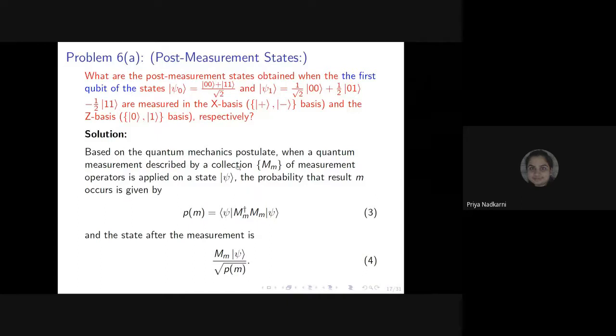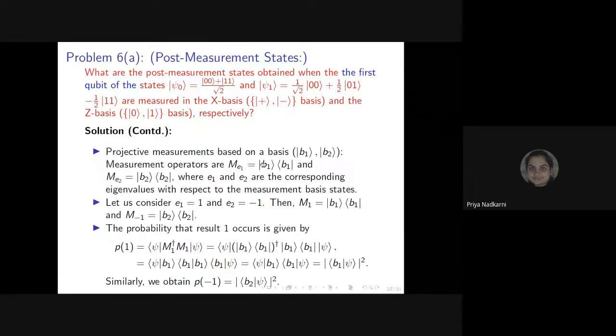So here it basically says that if we are using a collection of measurement operators M_m, then the probability that the result m occurs is given by p(m) equals <psi| M_m dagger M_m |psi>, and the state after measurement is M_m |psi> over root of p(m). So let's apply this postulate and see how we get it.